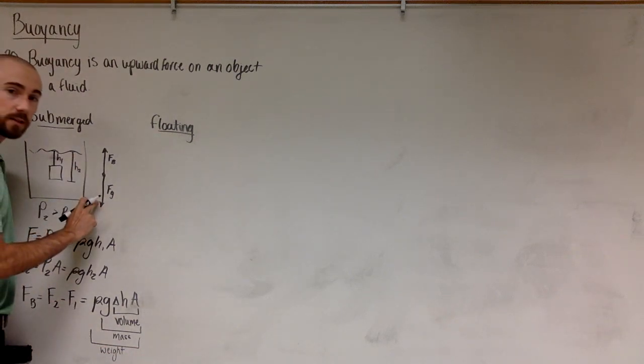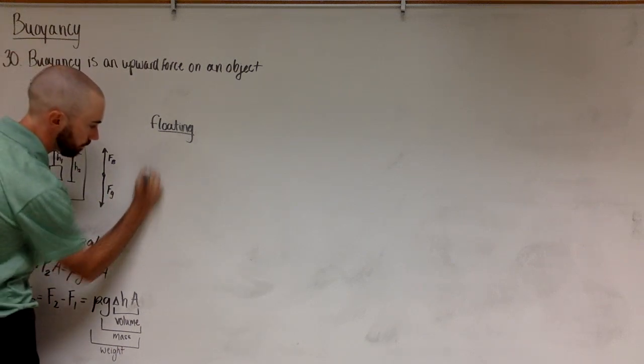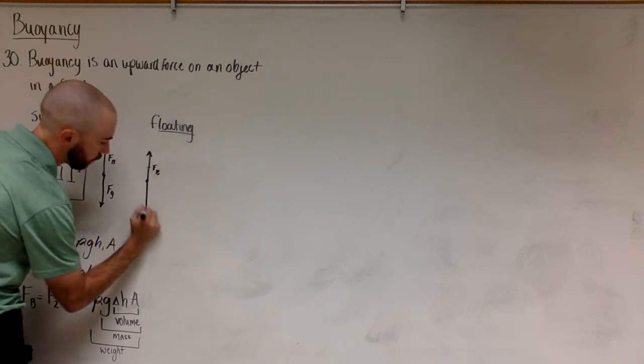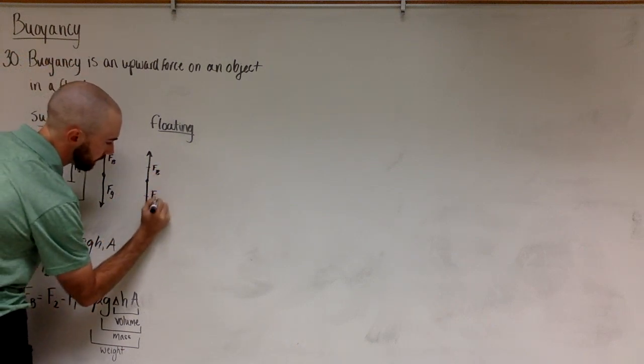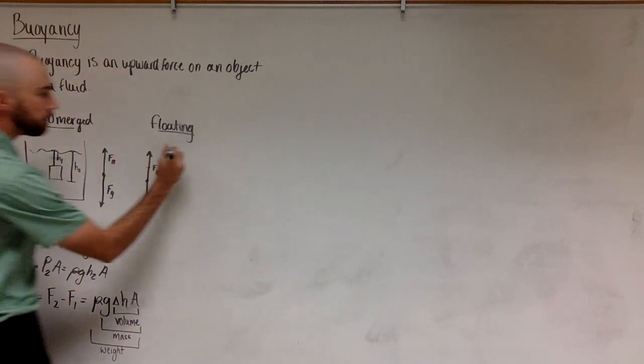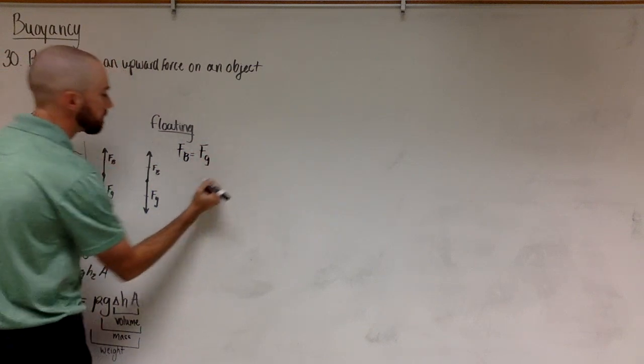In this first case, we notice that gravity is greater than the buoyant force, but in the case where it's floating, definitionally, we're going to have our buoyant force exactly equal to our gravitational force, meaning that F_buoyant is equal to F_grav.